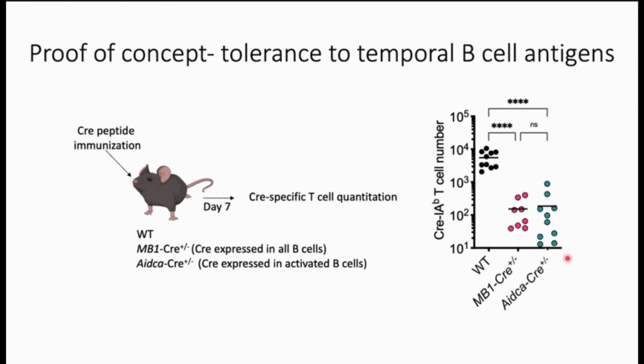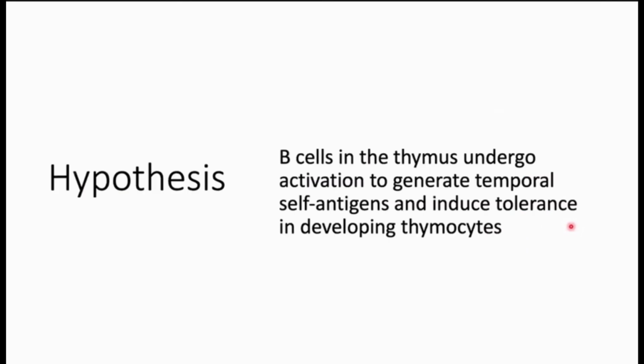One thing I want to point out is that whether CRE is expressed in all B cells or only a subset, you still have the same number of CRE-specific T cells, suggesting that tolerance is equal in these 2 cases. So we had proof of concept that there is tolerance against antigens that are only expressed in activated B cells, as in this case. And so we had this hypothesis that B cells within the thymus were undergoing activation to generate temporal self-antigens and induce tolerance in the developing thymocytes, and that was how this tolerance was occurring.